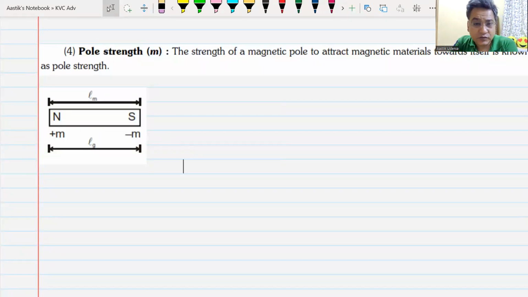Now, this north pole is given the designation as the positive pole, or it is said to have a pole strength of plus m. The negative pole strength is given to the south pole, but that does not mean that the north pole has more strength and the south pole has less strength. This is just plus and minus given just to differentiate that they are different. Do we understand this? Yes.